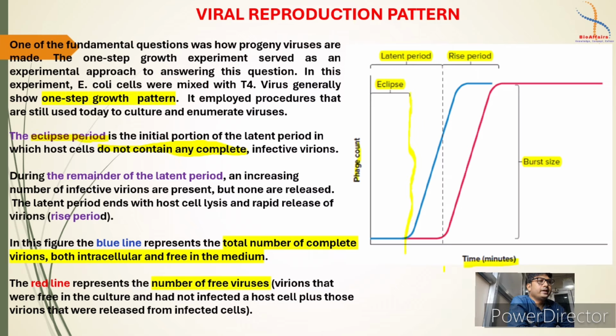Now coming to the latent period. The latent period is the next step after the eclipse period. As I have told you, in the eclipse there is no complete virion, but the scenario changes in the case of the latent period.